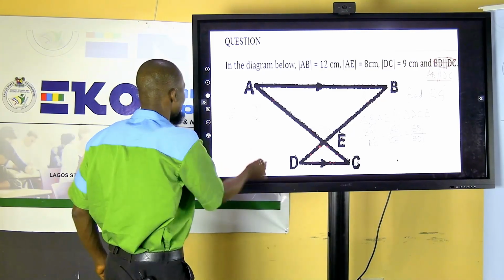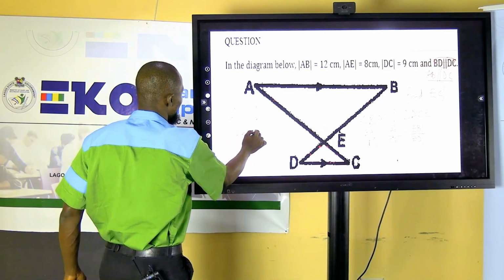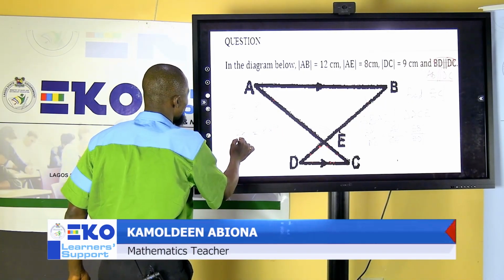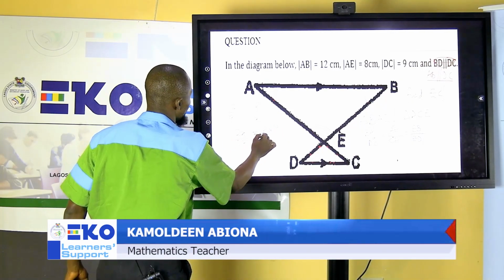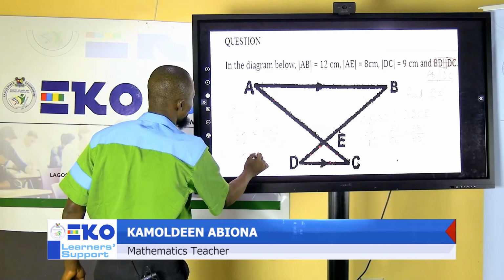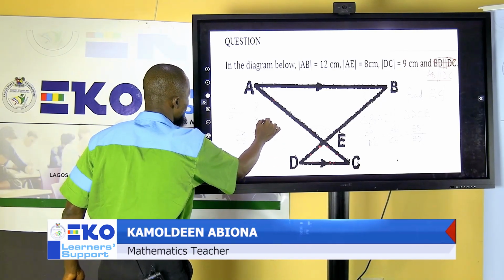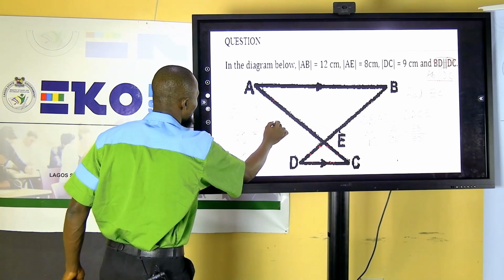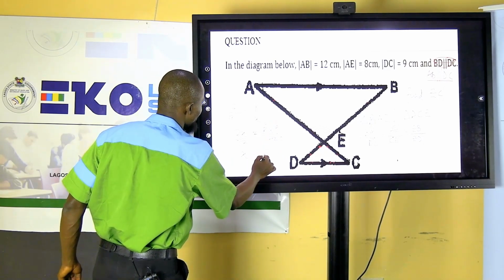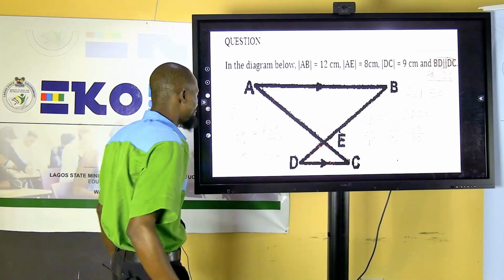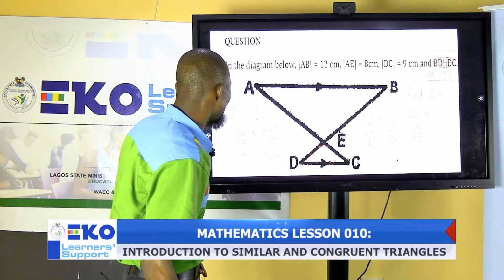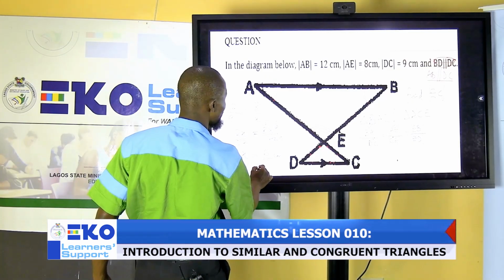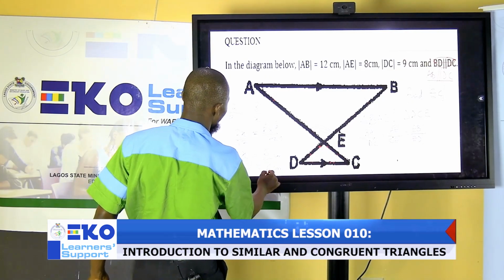So you cross multiply: 12x equals 8 times 9. You don't need to multiply, just divide both sides by 12. So x will be equal to 4 here is 2, 4 here 3, 3 here 1, 3 here 3, 2 times 3 is 6. So x equals 6 centimeters. So it means the length EC equals 6 centimeters.